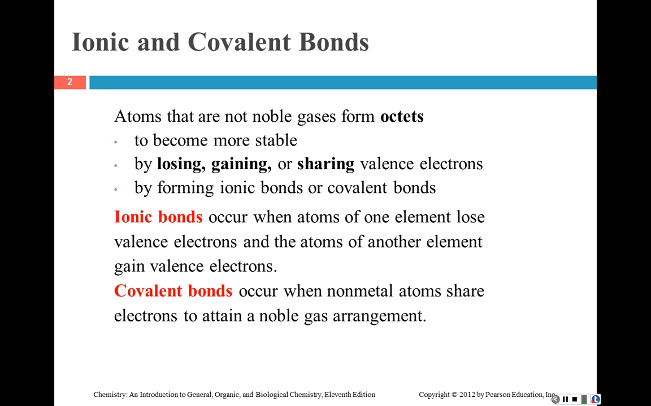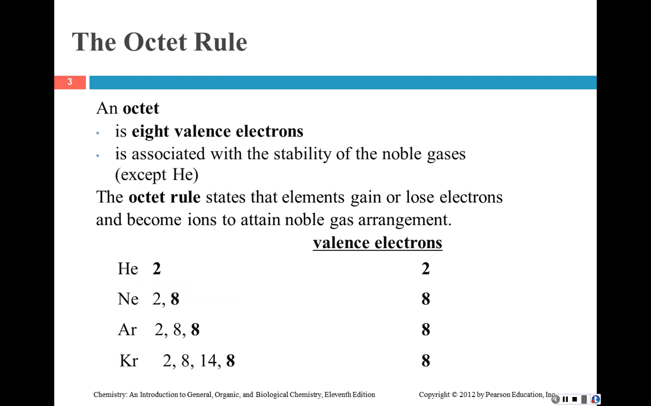In order to become stable, atoms, when they form compounds, are going to lose, gain, or share the valence electrons, those electrons that are in the outermost shell, by forming ionic bonds or covalent bonds. Ionic bonds are when the atoms transfer electrons, either lose or gain, and covalent bonds occur when nonmetals share electrons to attain what's called the noble gas configuration, and those are the atoms that already have 8 electrons in their valence shell. So an octet is 8 valence electrons.